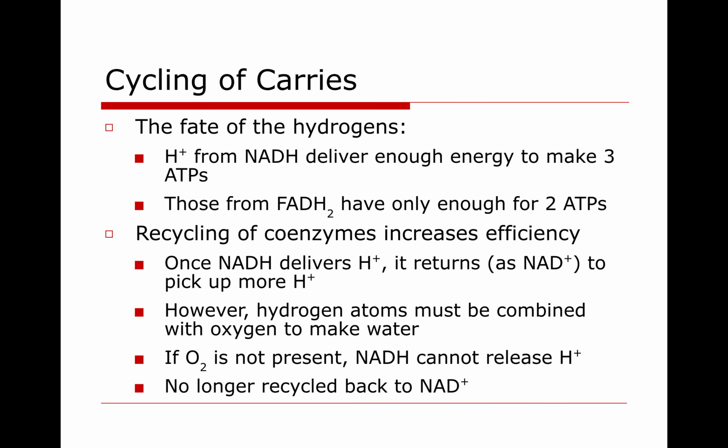All right, so the fate of the hydrogens. The hydrogen from NADH delivers enough energy to make 3 ATPs. Those from FADH2 make 2. Recycling the coenzymes increases the efficiency of this process. These carriers are like a FedEx truck or a UPS truck. Once they deliver that hydrogen, they go back and get more.